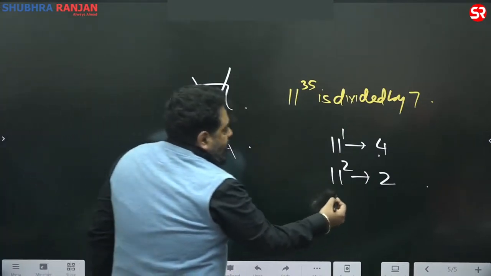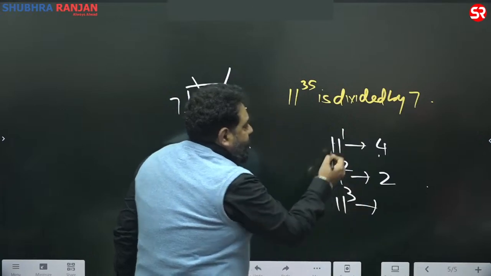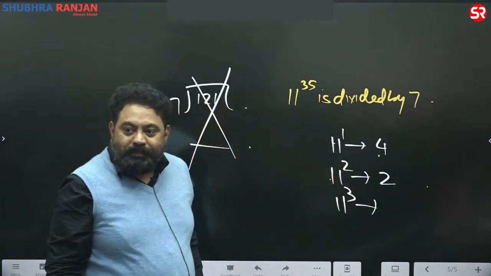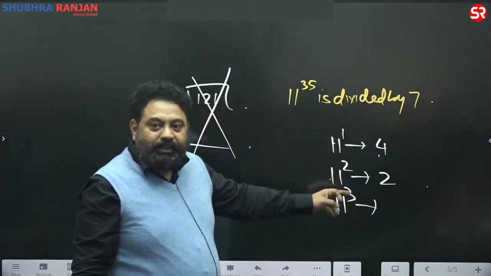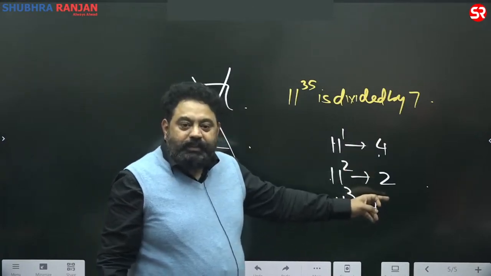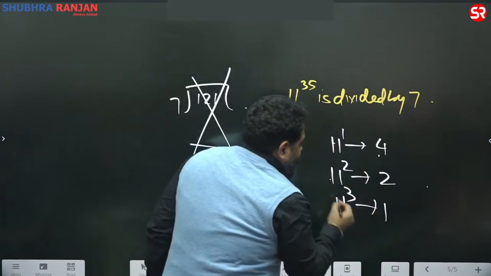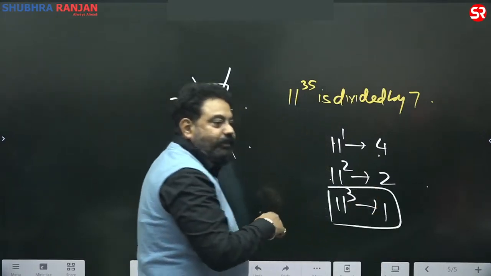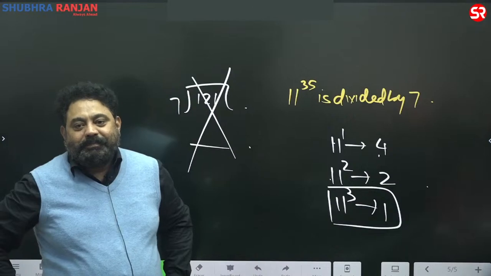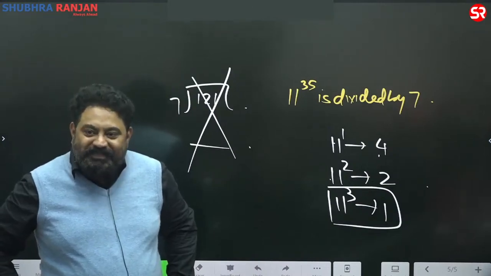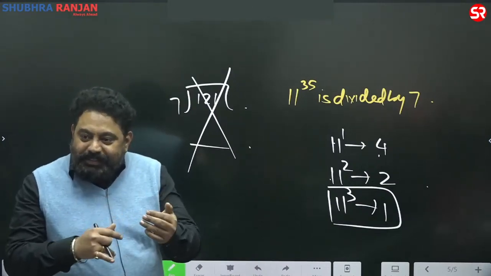What is 11 to the power 3? It is 11 to the power 1 into 11 to the power 2, which is 4 2s are 8. 8 when divided by 7, remainder is 1. This is the beauty of this method. Are we clear? We keep on combining the steps.